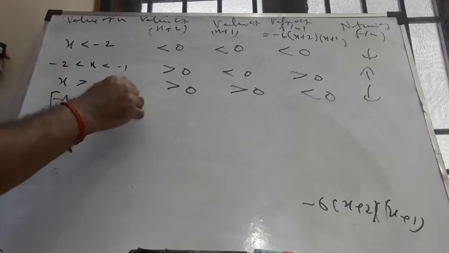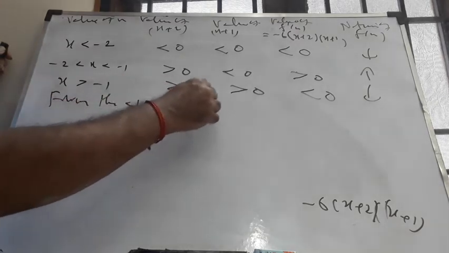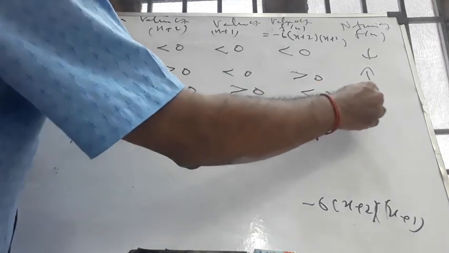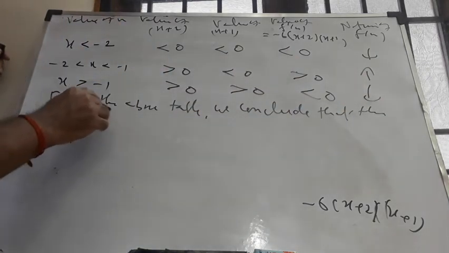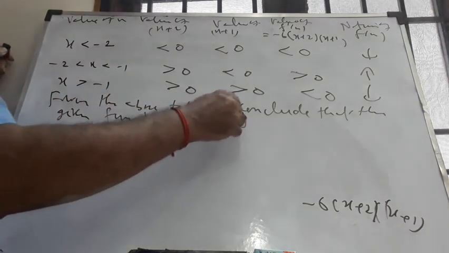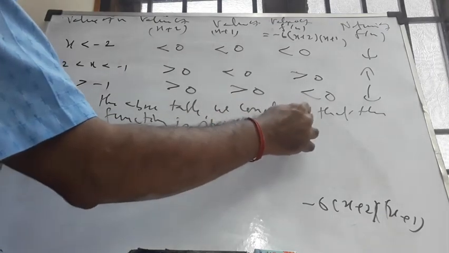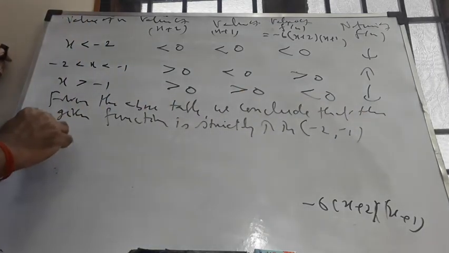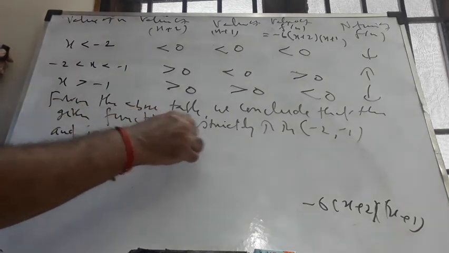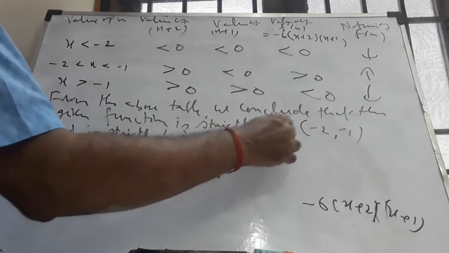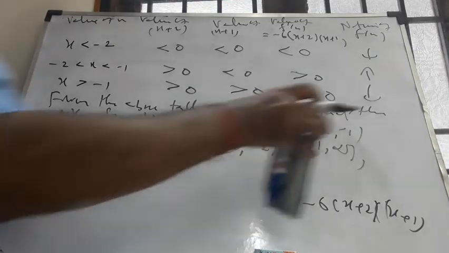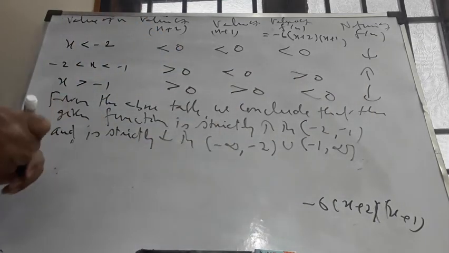Therefore, from the above table, we conclude that the given function is strictly increasing in minus 2 comma minus 1 and is strictly decreasing in minus infinity comma minus 2 union, of course, minus 1 comma infinity. This is the final conclusion.